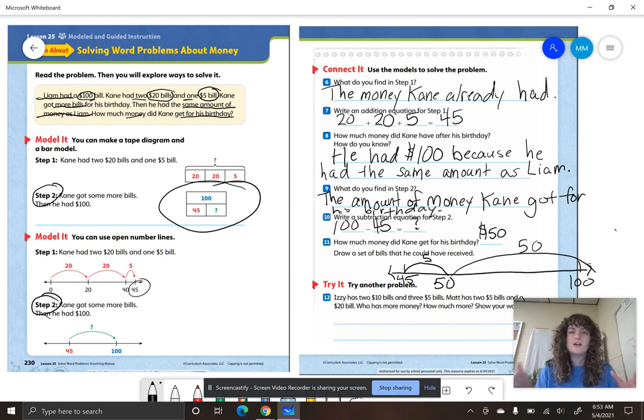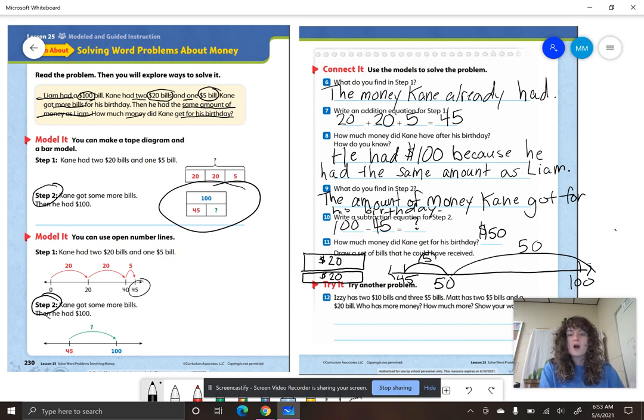Now it's saying to draw a set of bills that he could have received. All right, so bills. We're not talking about coins. We're talking about dollar bills. So we know that he already had 2 $20 bills and a $5 bill, and that made $45. I'm going to draw 2 more $20 bills because I know that's going to make 40. So I'm going to write 20 right here. All right, 2 $20 bills.